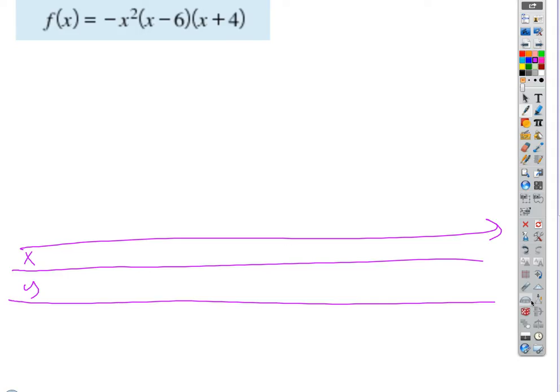Okay, so what should we do here real quick with making our table? What do we need? What are the x-intercepts? -4, +6, and 0. Okay, so we'll put those in order. So we've got -4, 0, +6. Those are zeros. Okay, let's look at end behavior.